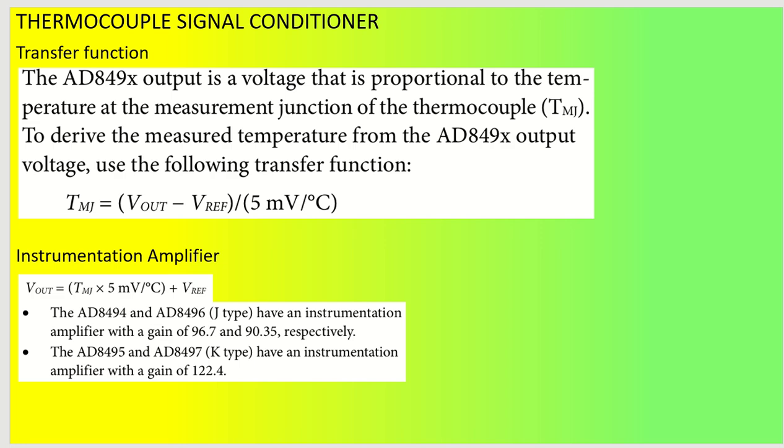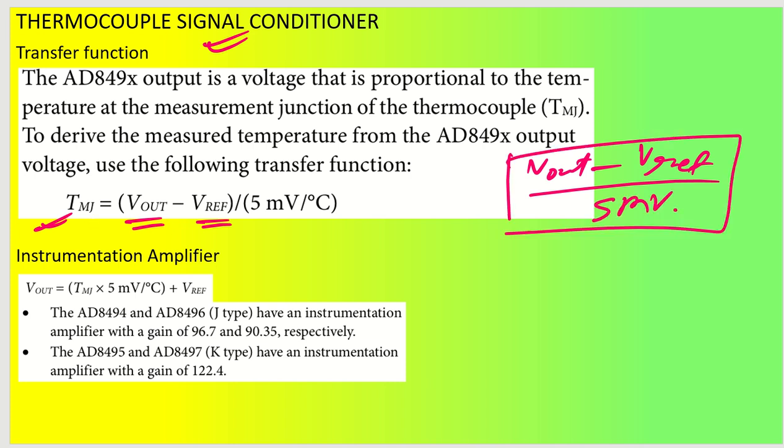Now let us talk about signal conditioning and the transfer function. The temperature that you will see at the output is going to be V output minus V reference divided by 5 millivolts. So basically your output voltage minus your reference voltage, divided by 5 millivolt, will be the temperature that you will see at the thermocouple, right? This is a very simple transfer function to get the temperature of the environment or of the thermocouple that has been connected, right?